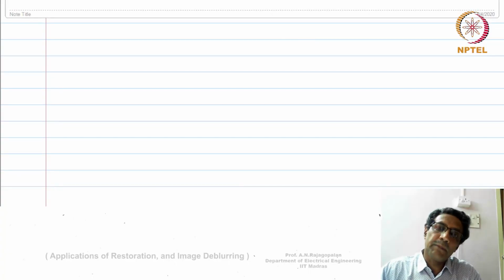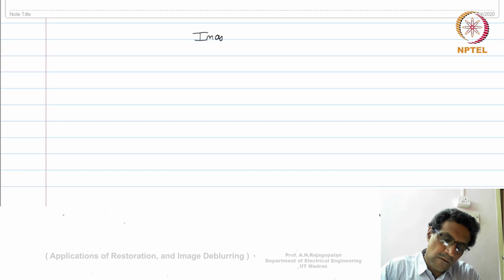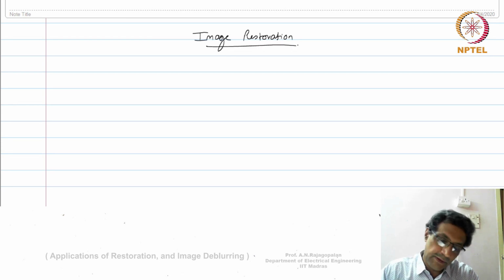So our next topic is image restoration. Image restoration. The earlier topic that we saw was what was called image enhancement. Now this is very different from image enhancement.